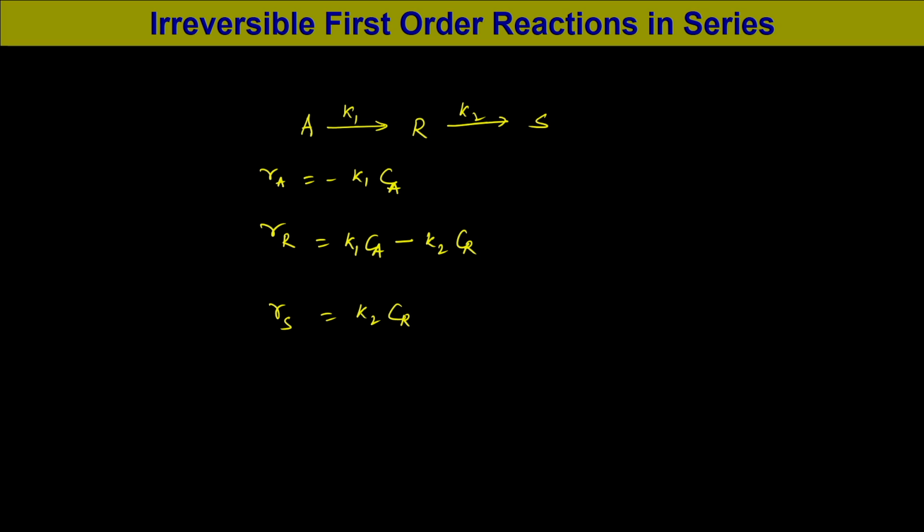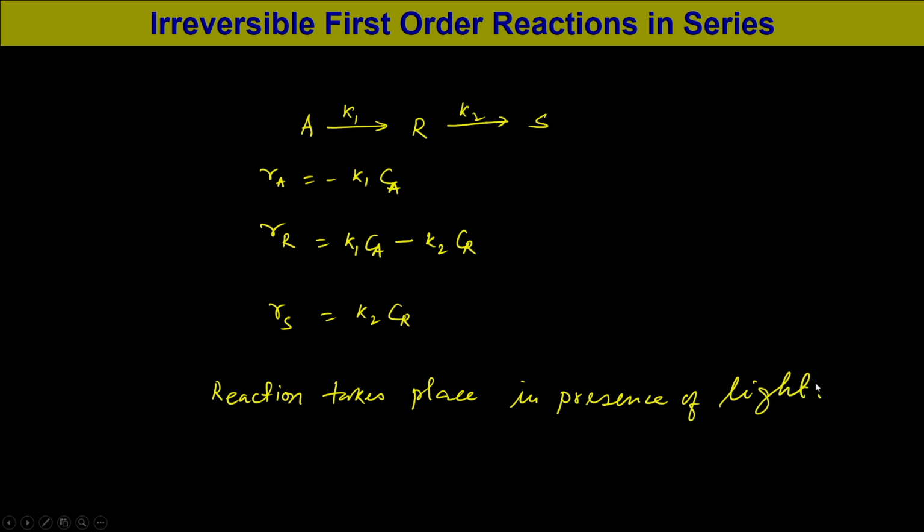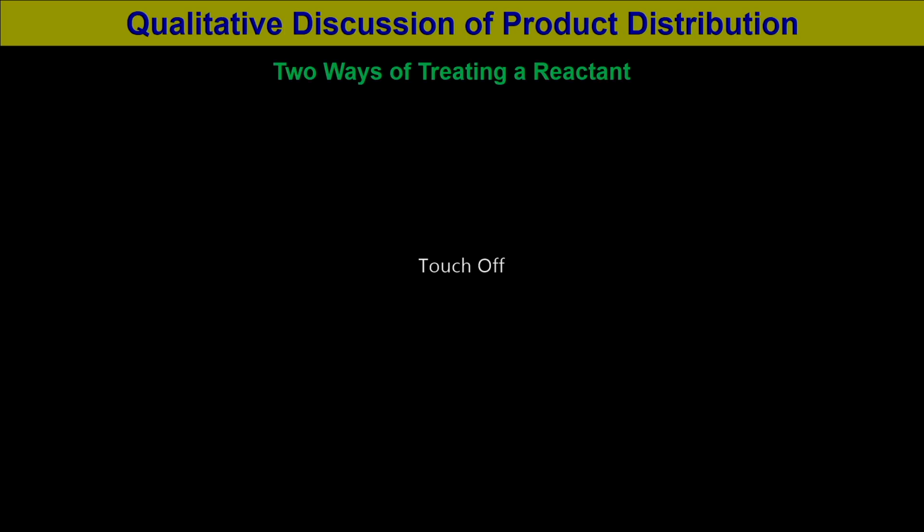and assume that this reaction takes place in the presence of light. So, as soon as we put off the light, the reaction will not occur. We can treat the product distribution in two ways.